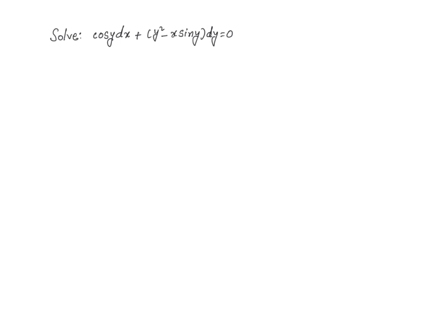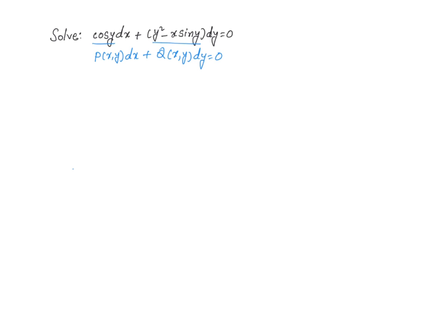In this video, I am going to solve this differential equation. By looking at this differential equation, it looks like it is an exact differential equation, which has the format p of x comma y dx plus q of x comma y dy is equal to 0. Here p of x comma y is cosine of y, q of x comma y is y square minus x sine of y.